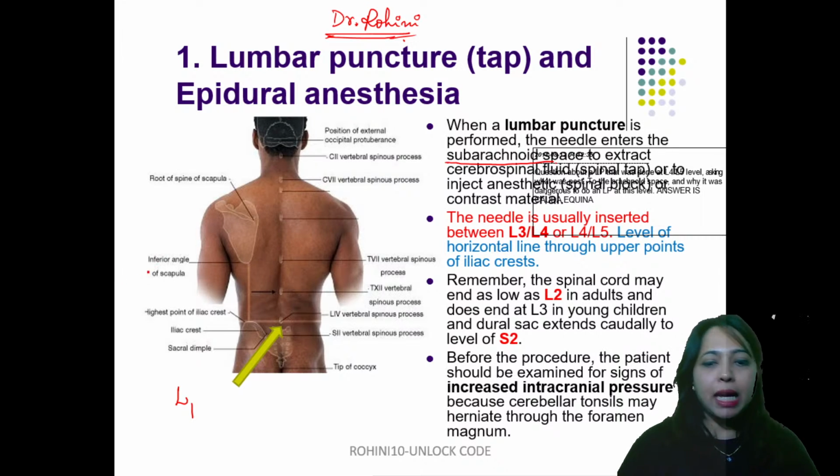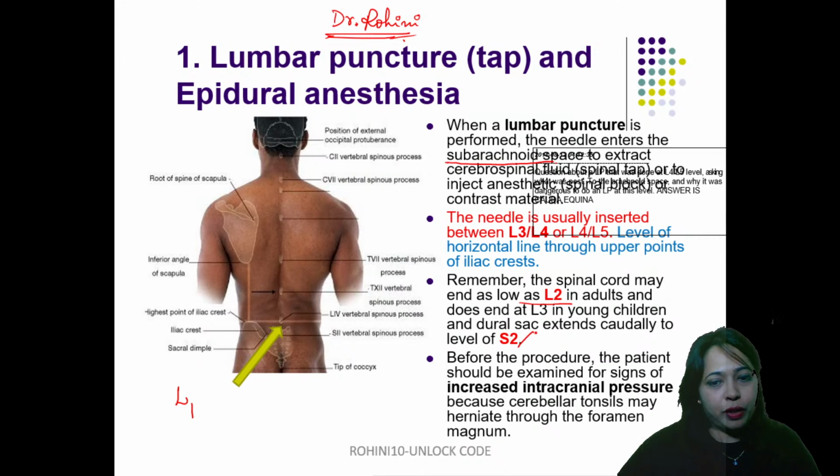Then remember this number. In adults the dural sac ends at S2, and in young children the dural sac extends caudally up to the level of S2. So remember, the dural sac extends up to S2 and the spinal cord ends at the level of L1 or L2. Remember these two key things.